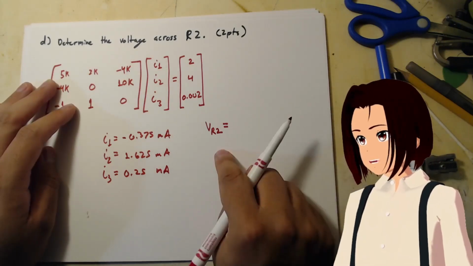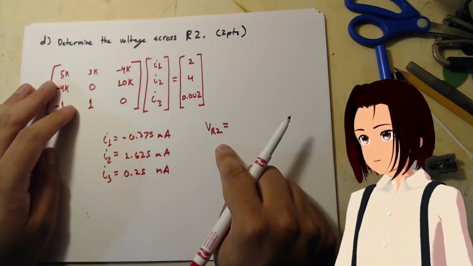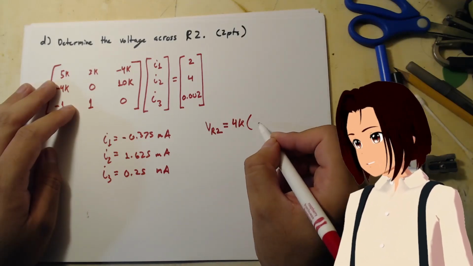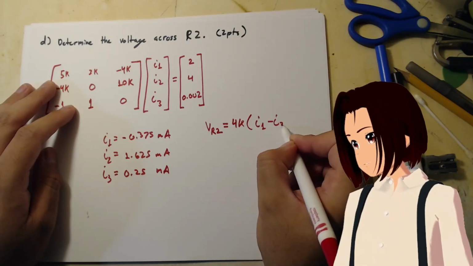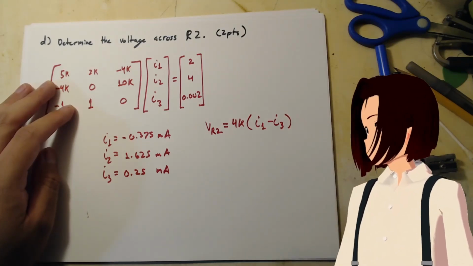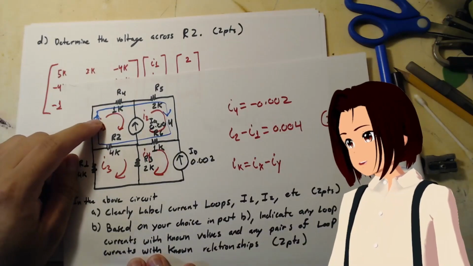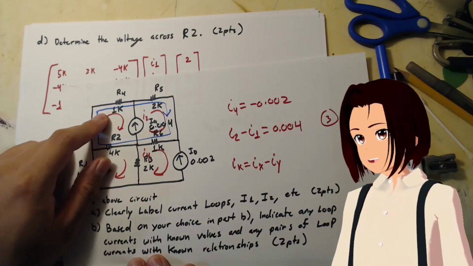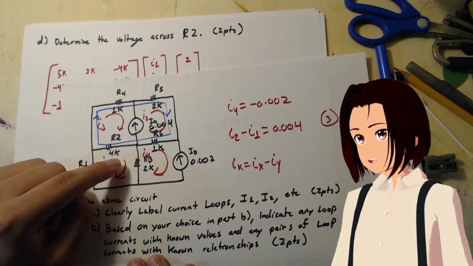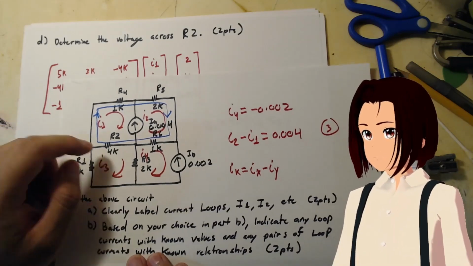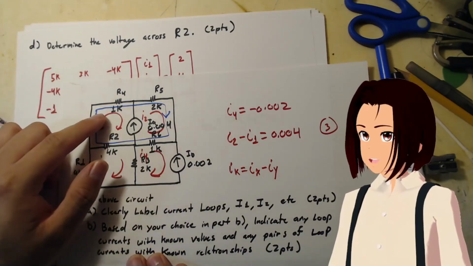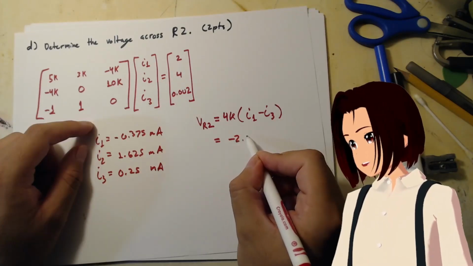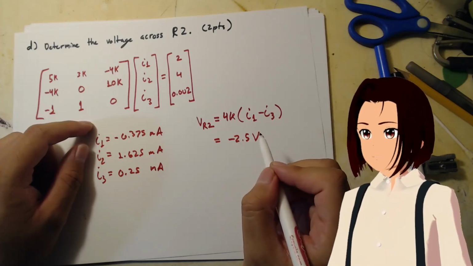So the voltage of R2 is 4,000 ohms times I1 minus I3. And that's because I1 goes through there, I3 goes through there. We're taking this from this reference direction, and I3 is in the opposite direction, so that's why you have the minus sign. Because it's relative to the mesh that you're looking at. We're looking at the mesh 1 point of view. Minus 2.5 volts. There we go.